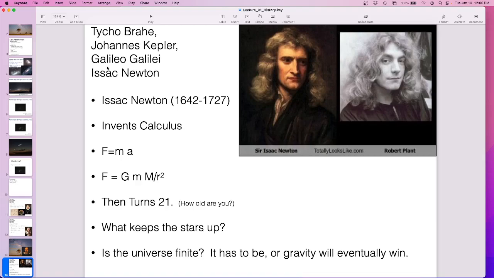He came up with this fascinating question: what keeps the stars up? The universe is expanding, and a lot of people hate that, but it is. More importantly, it has to be expanding or falling on itself. And I'll show you why later, but it's either expanding or contracting, or it's not infinite. So he had this problem of how do the stars stay up? Asks the question if the universe is really finite, because if it's not finite, gravity's going to win.